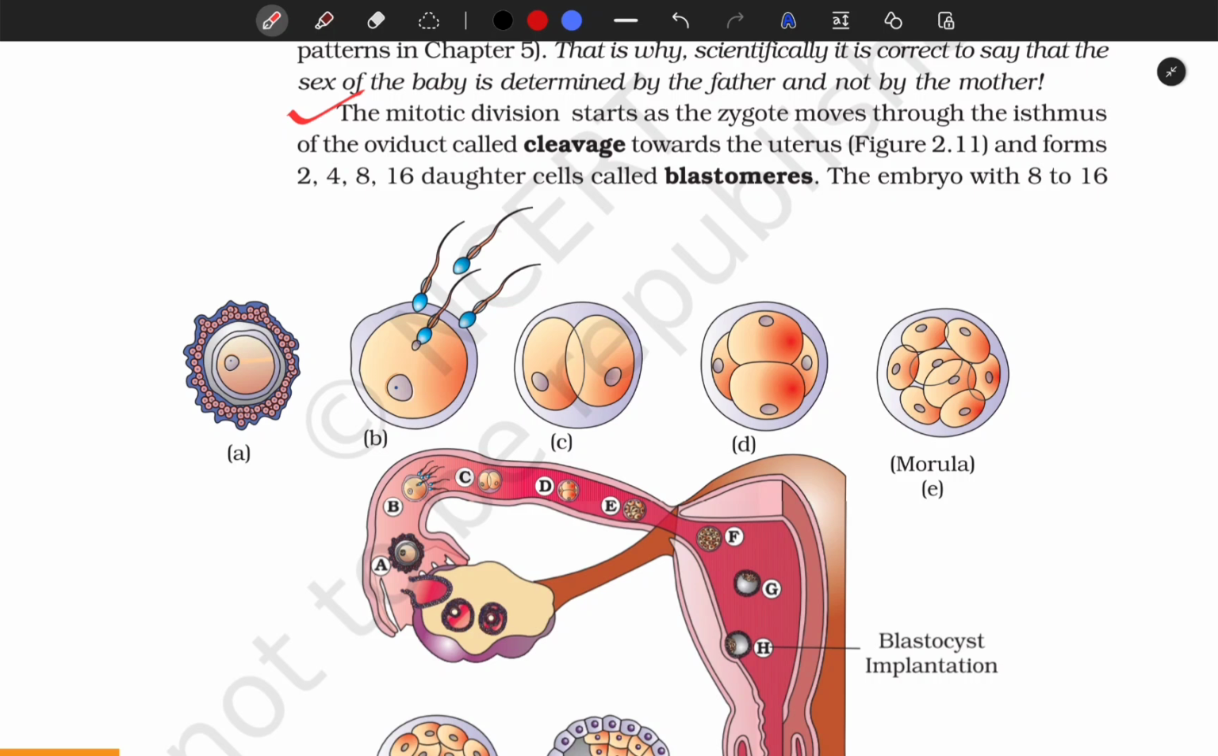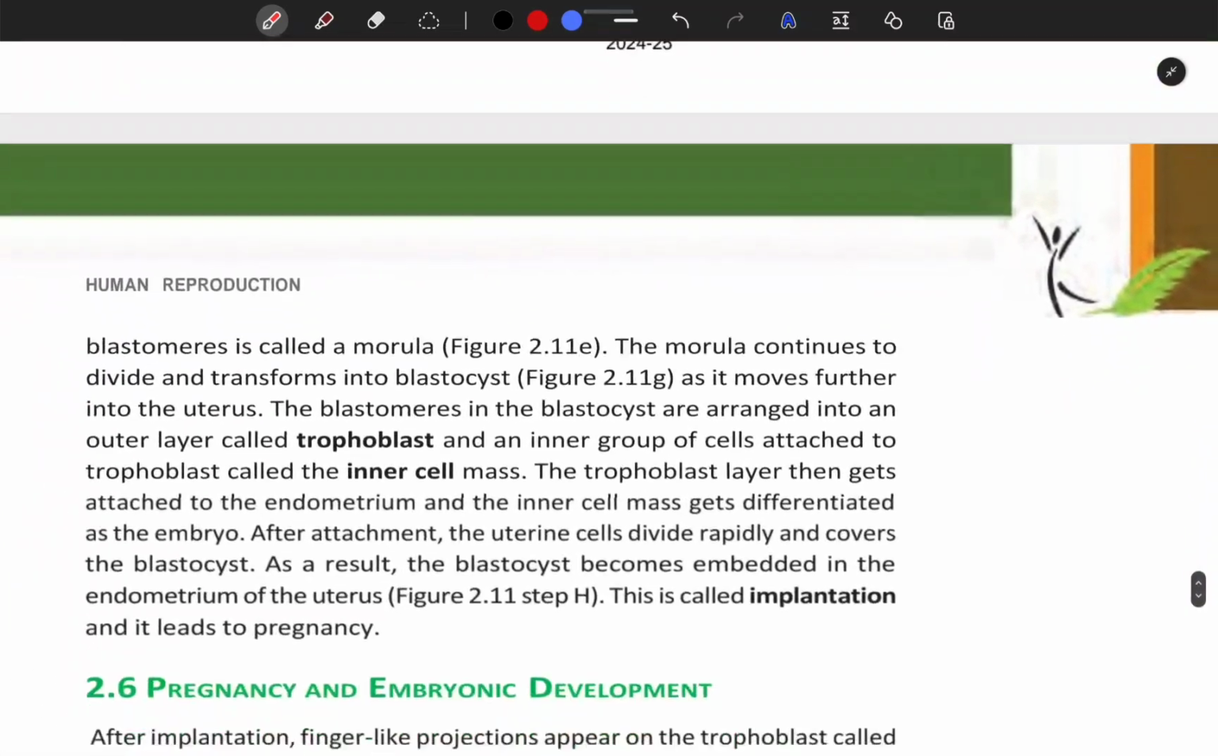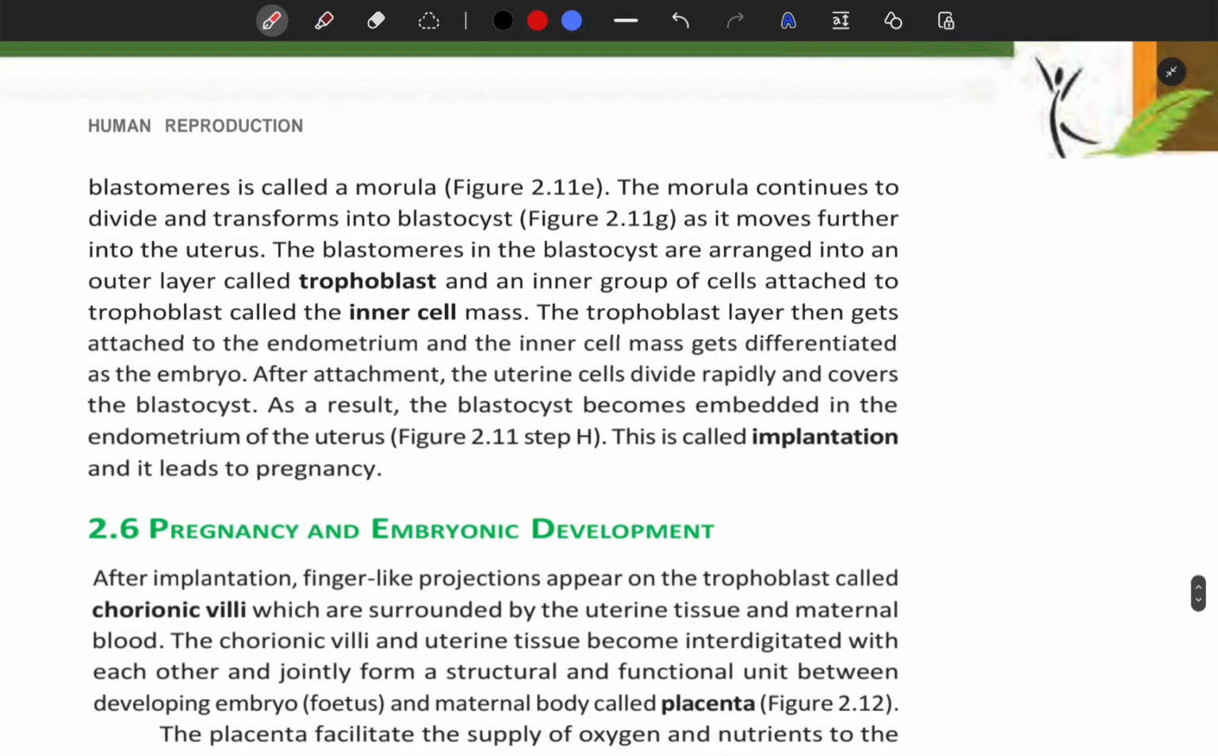The mitotic division called cleavage starts as the zygote moves through the isthmus of the oviduct towards the uterus and forms 2, 4, 8, 16 daughter cells called blastomeres. The embryo with 8 to 16 blastomeres is called a morula. The morula continues to divide and transforms into a blastocyst as it moves further into the uterus. Blastomeres in the blastocyst are arranged into an outer layer called a trophoblast and an inner group of cells attached to the trophoblast called the inner cell mass.